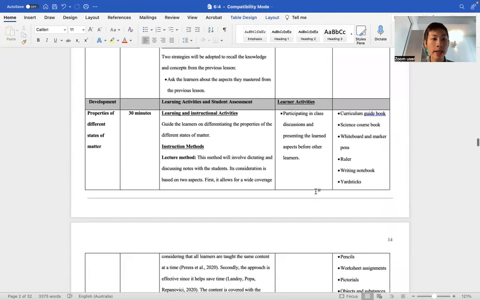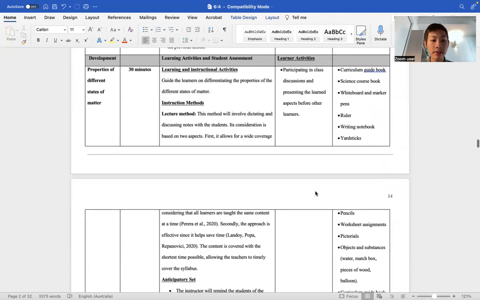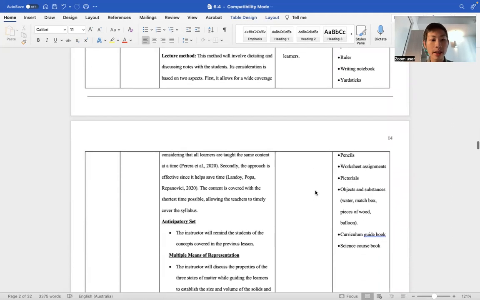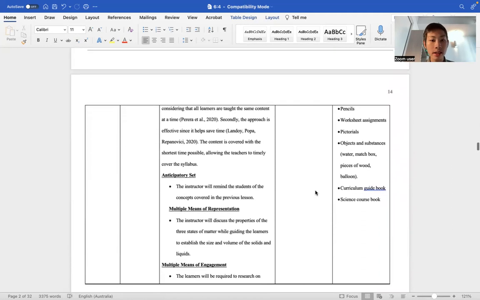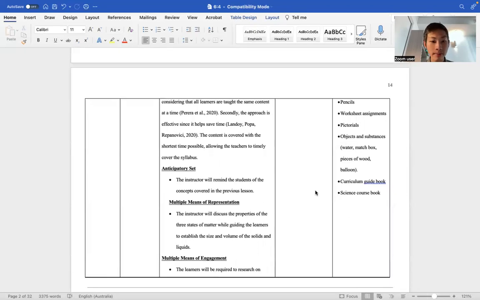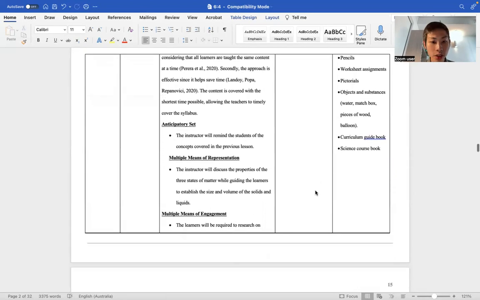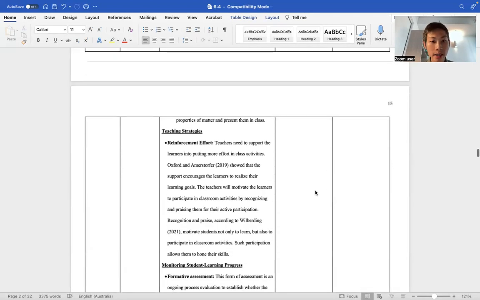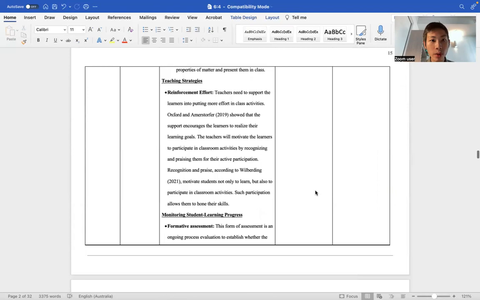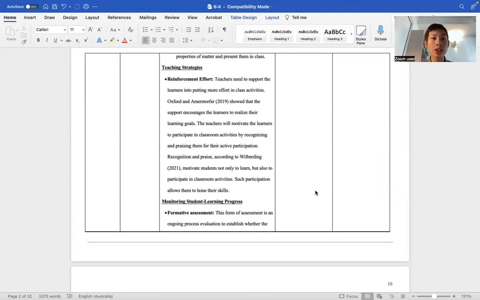And so that's the properties for the different states of matter. Again, the anticipatory set is to remind the students of what was covered in states of matter. Of course, there are multiple means of representation and engagement. And in this particular one, I've also incorporated the teaching strategy called reinforcement effort.